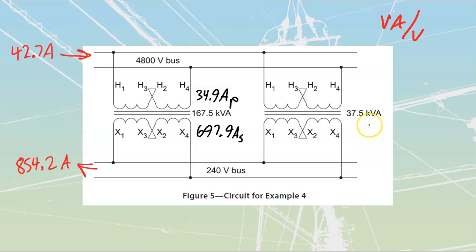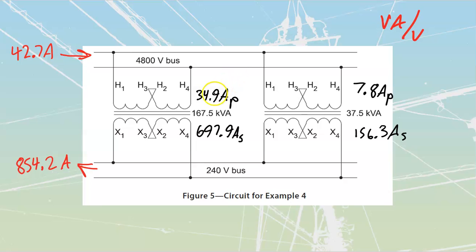We'll do the same for the smaller transformer over here. 37,500 divided by 4,800 tells me the maximum I could pull out of this one would be 7.8 amps on the primary side. And if I take that 37,500 divided by 240, which it's placed across over here, that's going to give me a value of 156.3 amps. If you take my secondary currents, 156.3 plus 697.9, and add them together, you will come out to this value, or very close to it, give or take a tiny bit.